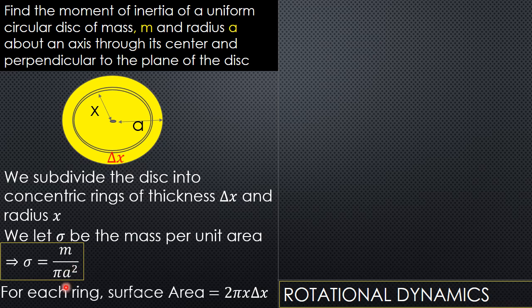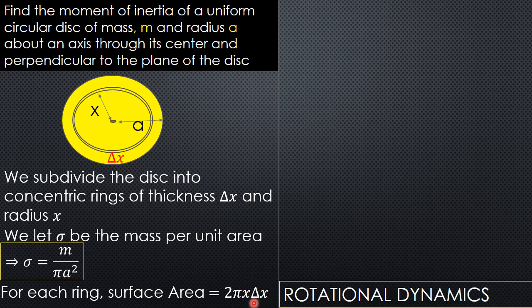Then now for each of the rings, the surface area of each of the rings is simply given as 2 pi radius squared, right? That's the surface area of each of our rings. But our radius in this case is x. The radius of each of these rings is given as x. Then the thickness is simply going to be delta x.